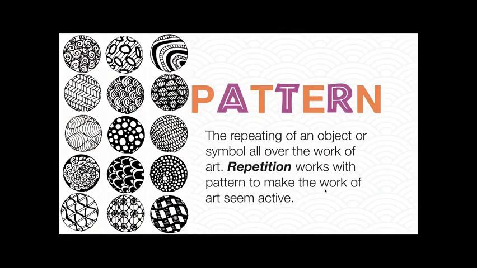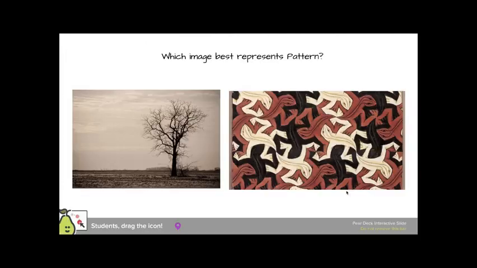Next we have pattern. Who wants to help read pattern? Thank you so much. Pattern, the repeating of an object or symbol all over the work of art. Repetition works with the pattern to make the work of art seem active. All right, so let's look at some examples of what that means. Repetition makes the artwork seem active, like it's moving, like there's something going on here.